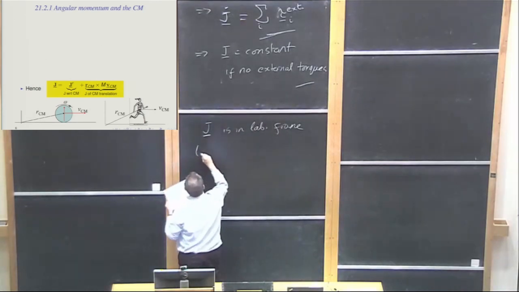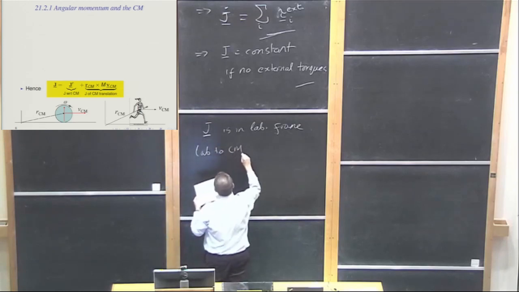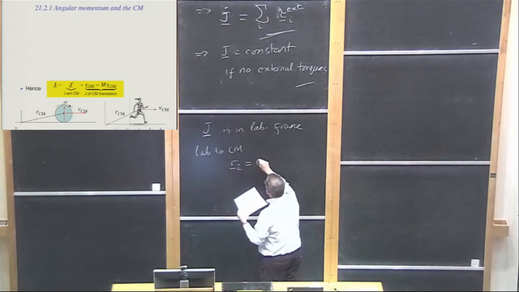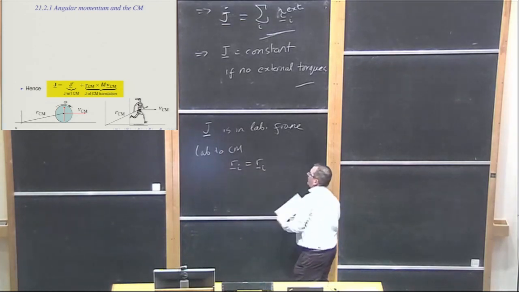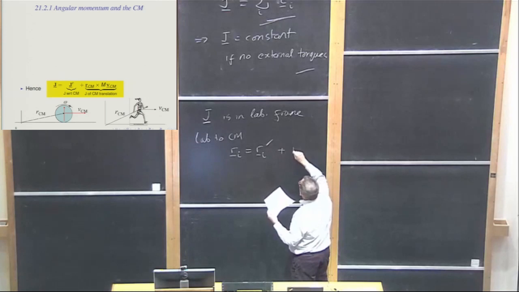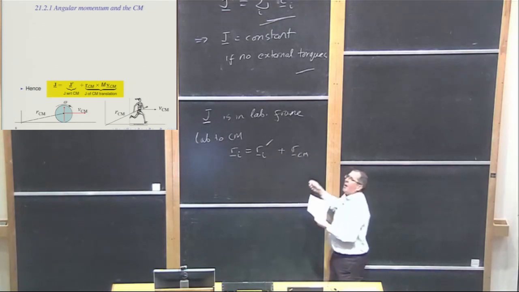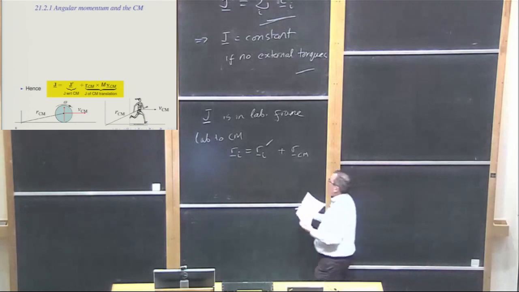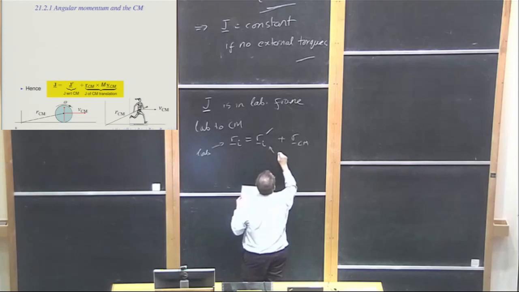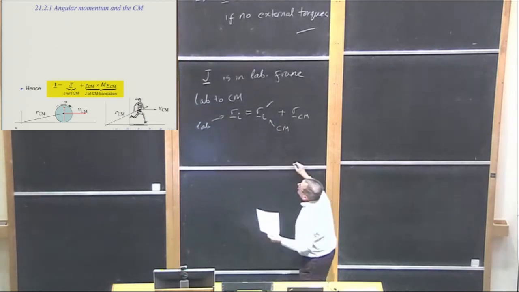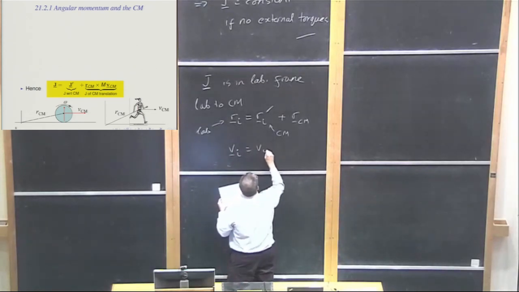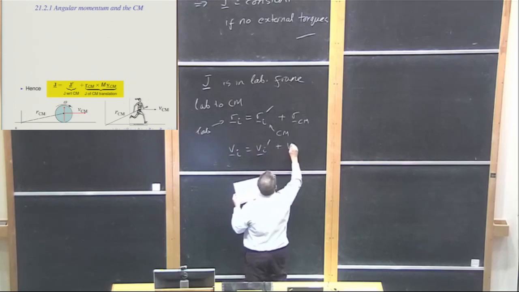So to go from the lab to the CM, we have these translations which we've used already. So Ri, that's in the lab, Ri prime, that's in the centre of mass, and Rcm is the position vector of the centre of mass. So just to be clear, that's lab, and that is the centre of mass. I get it right this time. And also we have the velocity vector Vi equals Vi prime plus V centre of mass.